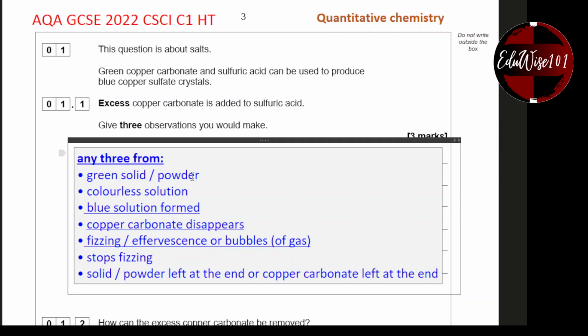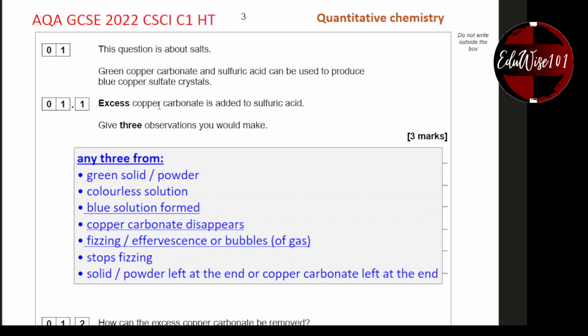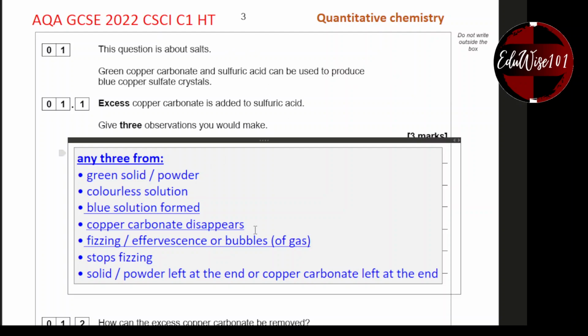The green solid or powder, which is the copper carbonate. The colorless solution is the acid. A blue solution is formed, which is the copper sulfate solution. And fizzing or effervescence or bubbles of gas is given out.